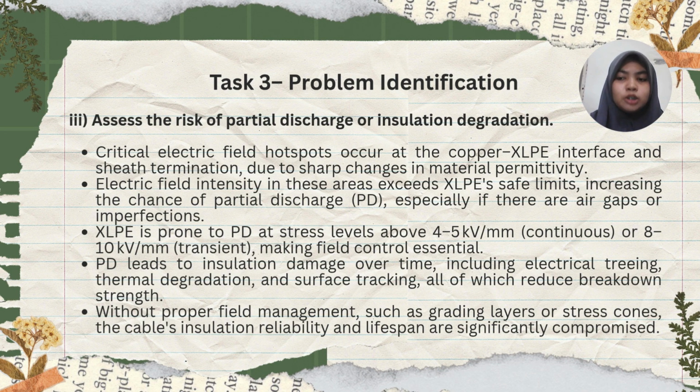Partial discharge can initiate. Partial discharge causes localized damage such as electrical treeing, thermal stress, and formation of voids or cracks, which over time lead to a decrease in the cable's breakdown voltage. If left uncontrolled, this degradation can compromise insulation reliability and result in complete failure. To minimize this risk, field control techniques such as stress grading layer or geometrical shaping like stress cone are essential, especially in areas with high electric field concentration.